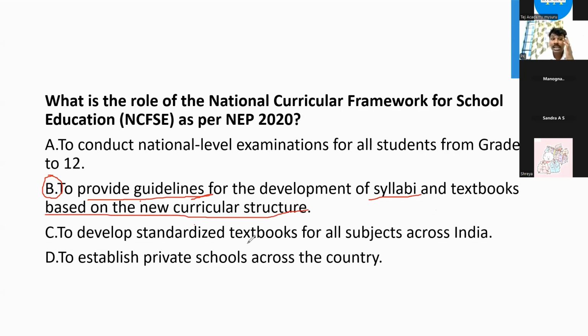So those who have marked C, please revisit option B and see how it is different from option C. Option C says to develop standardized textbook for all subjects across India, right? Whereas option B is talking about to provide guidelines. Now, in which list does education come when you're talking about education? There is a central list. Yes, concurrent list. Yes, my friends Sandra and Harshita, you are correct. Yes, Gandharvini, you are correct. When it comes to education, education comes in the concurrent list. What do you mean by concurrent list?